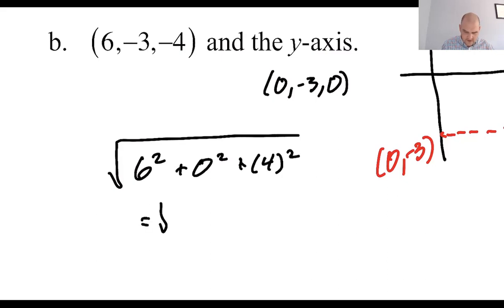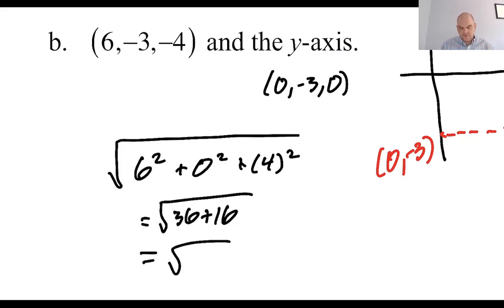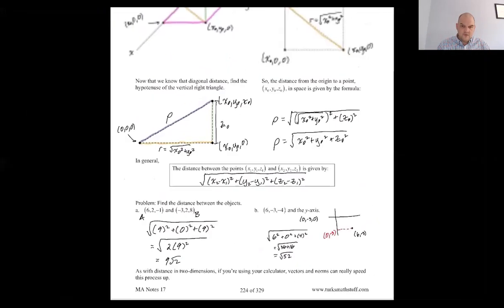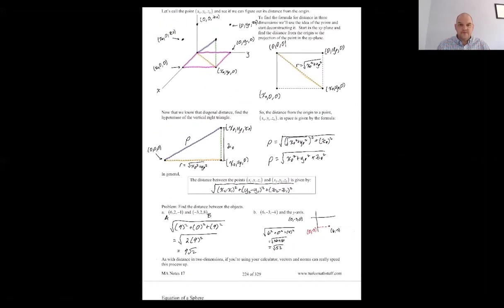So this is the square root of 36 plus 16, which is the square root of 52. We could simplify that. I don't think there's any point in simplifying it really because it's not going to make it any clearer. So that is where I'm going to stop this video. We took a lot of notes, and I will be back in the next video to do some more math with you. So I'll see you then.